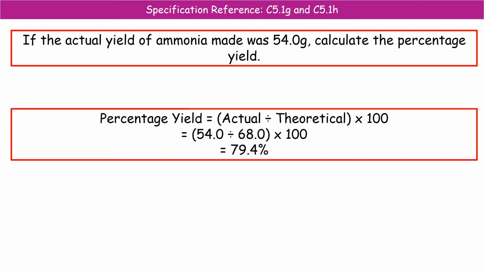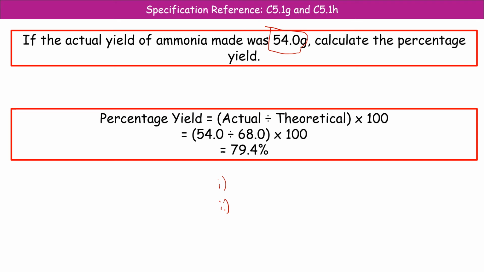Second part to that question, if the actual yield of ammonia made was 54 grams, calculate percentage yield. So percentage yield is actual divided by theoretical times 100. They've told us that the actual is 54, so 54 divided by 68, worked out in the earlier question, times by 100, 79.4%.